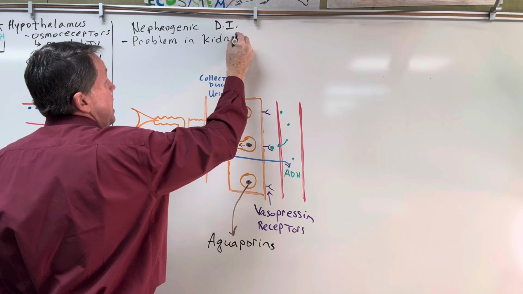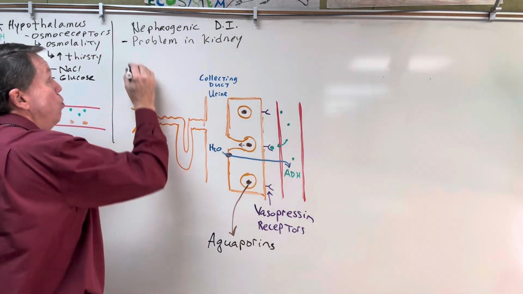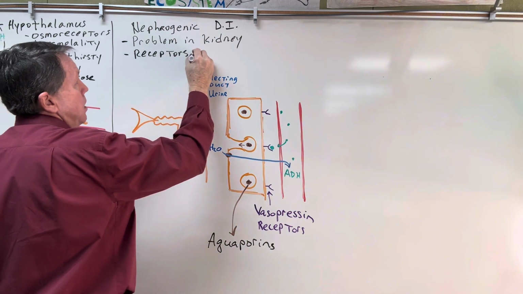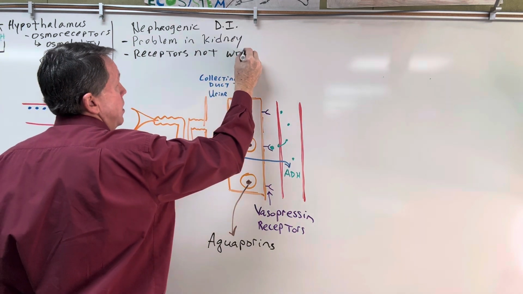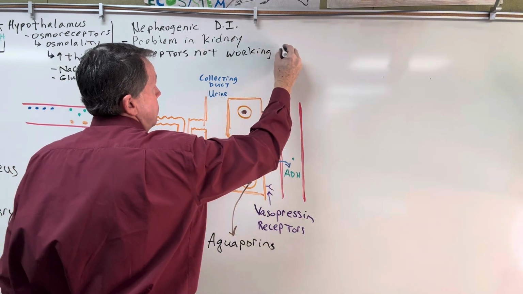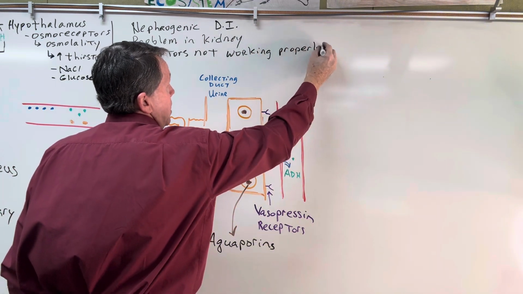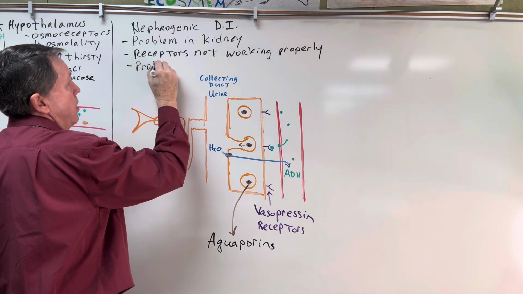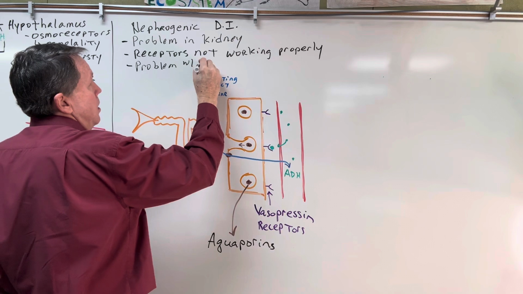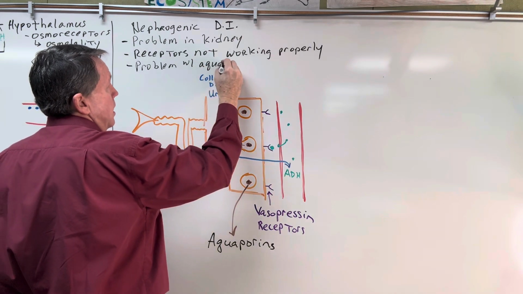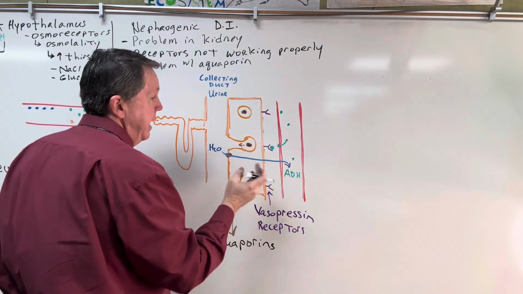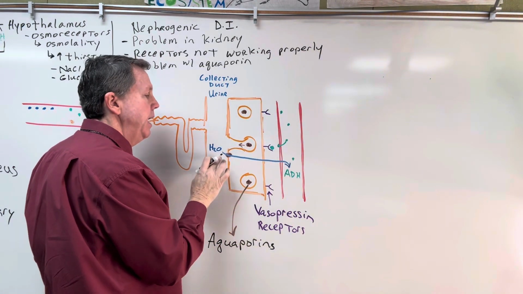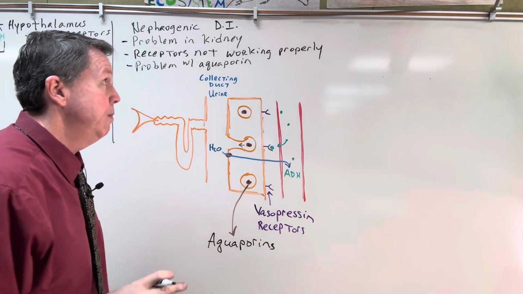So now here's the thing that can happen. One, the receptors may not work properly. Second, there might be a problem with the aquaporins. You may not have enough of them. They may not embed in the cell wall. They may not be able to transfer the water, but there's a problem with the aquaporins.